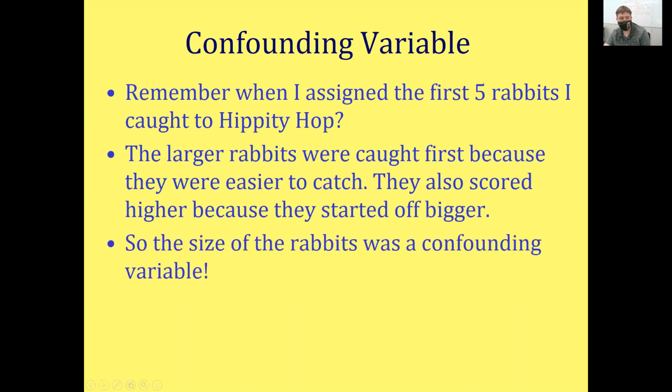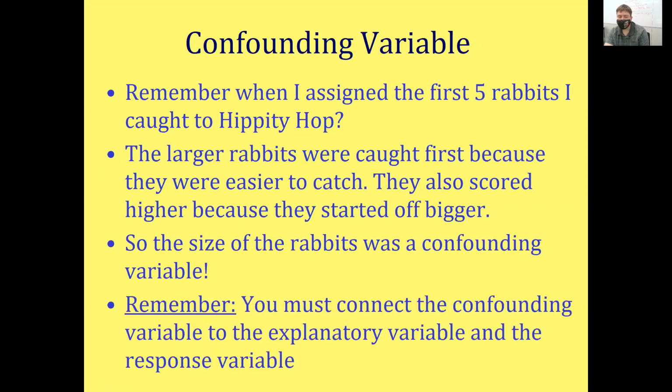All right, so that's what I'm talking about, confounding variables. The size in this case was the confounding variable, the size of the rabbit initially. So we must connect the confounding variable to both the explanatory and the response. So they went in big, they came out big. Had nothing really to do with the food, or at least we couldn't say for certain that it had anything to do with the food. So that's where we want to learn to design our experiments.